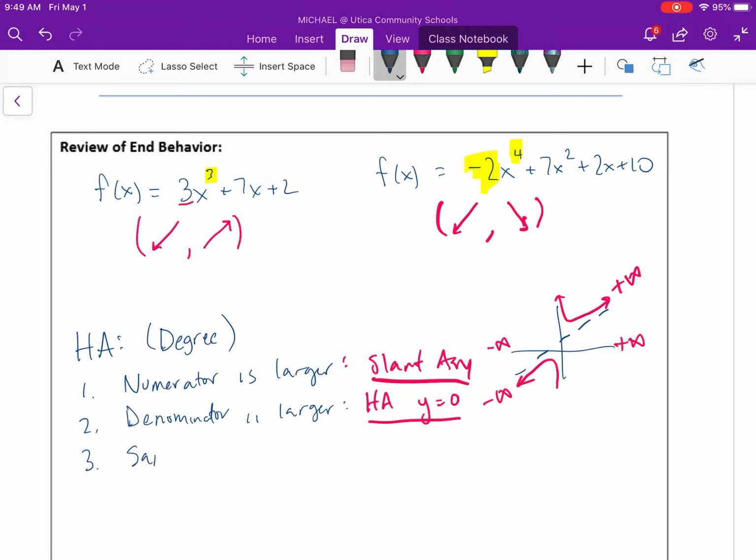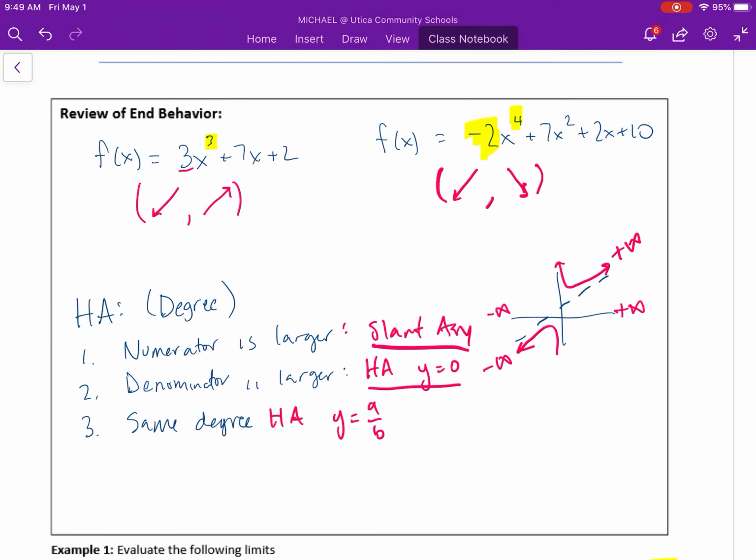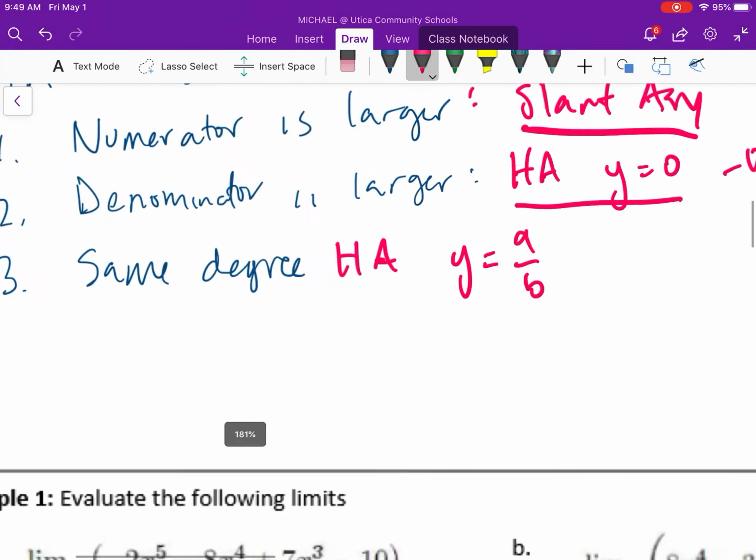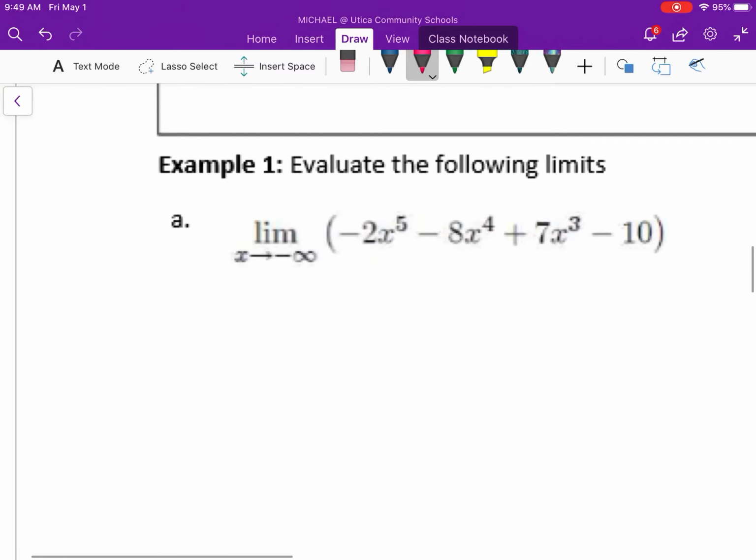And then finally, if they are the same, that's when we look at the horizontal asymptote being the ratio of the leading coefficients, a divided by b. And then we'll have one special example where there's actually two horizontal asymptotes, but that'll come later in the last example. So looking at the first example, we have this function, just a polynomial function.